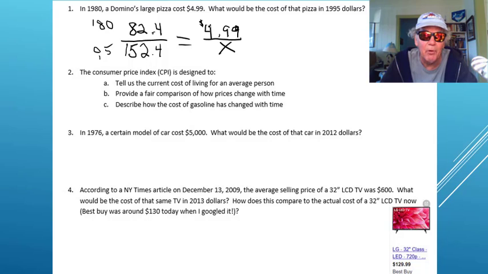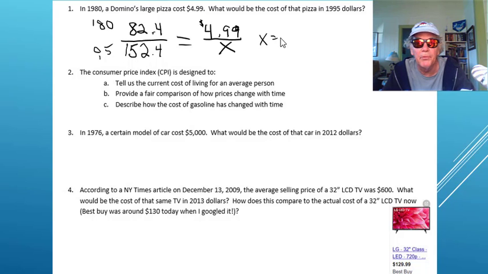So we're saying that if a Domino's pizza cost $4.99 in 1980, what would be its comparable value if it went up by the rate of inflation? And so it's just setting up a proportion, cross multiplying and dividing, which you can do really well. So I'm assuming you can cross multiply and divide, and you would get $9.23. So if it went up by the rate of inflation between 1980 and 1995, then it would cost $9.23 in 1995.